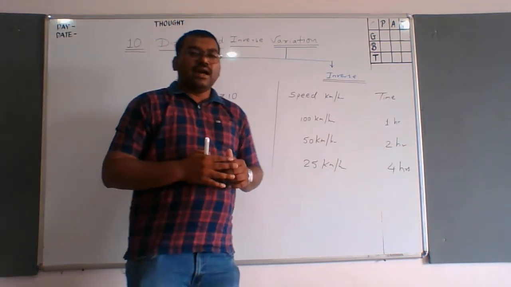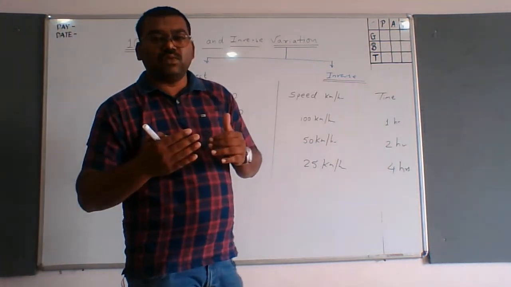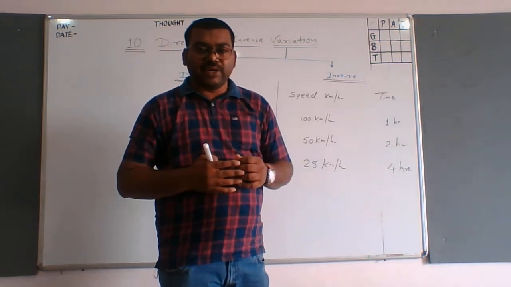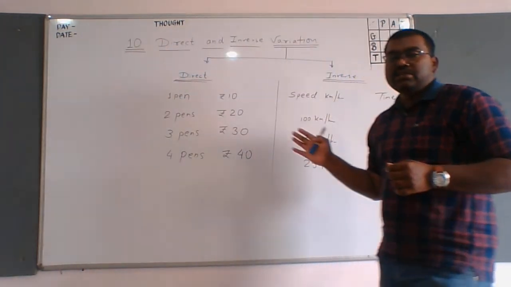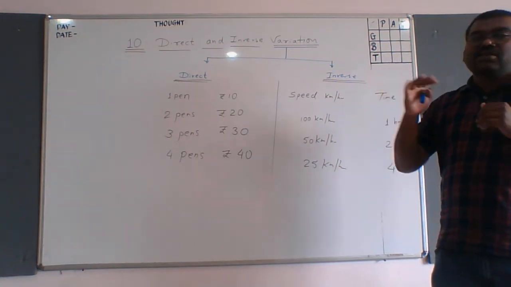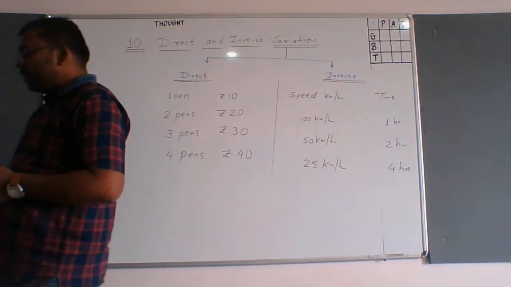Once again, I am explaining direct variation and inverse variation. Direct variation is what? If one quantity increases, the second quantity also increases. That is called direct variation. And inverse variation is what? If one quantity increases, the second quantity decreases. That is called inverse variation. I hope all of you have understood these two things.